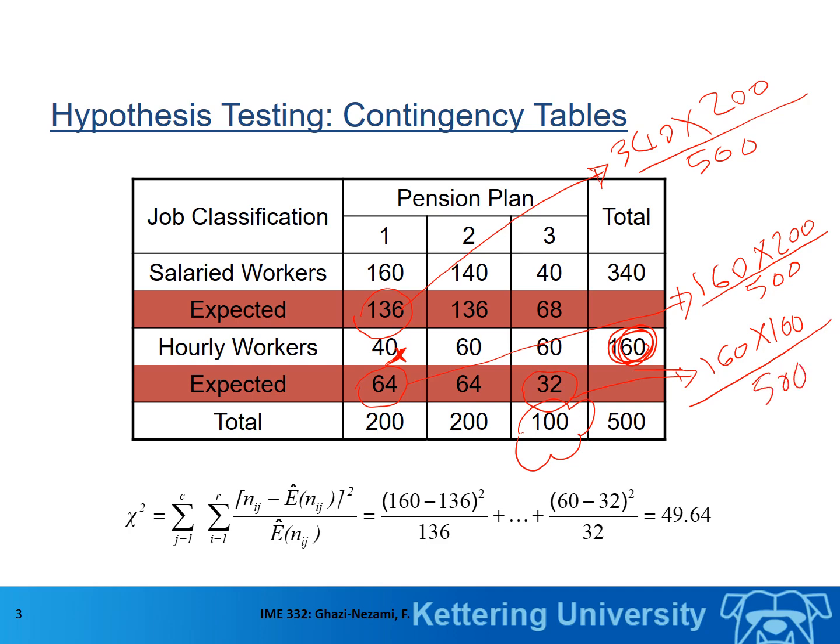Now I can calculate my test statistic value. It is 160 minus 136 squared, divided by 136. I will do the same thing for all the cells. For example, for the next cell, I will say plus 140 minus 136 squared, divided by 136. I'll do this for all the cells, and finally for the last cell, I have 60 minus 32 squared, divided by 32. Once I add up all these values, the value for my test statistic will be equal to 49.64.